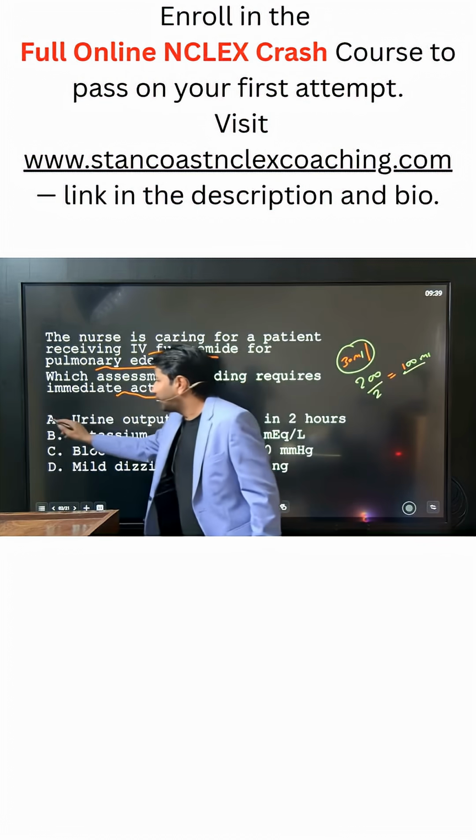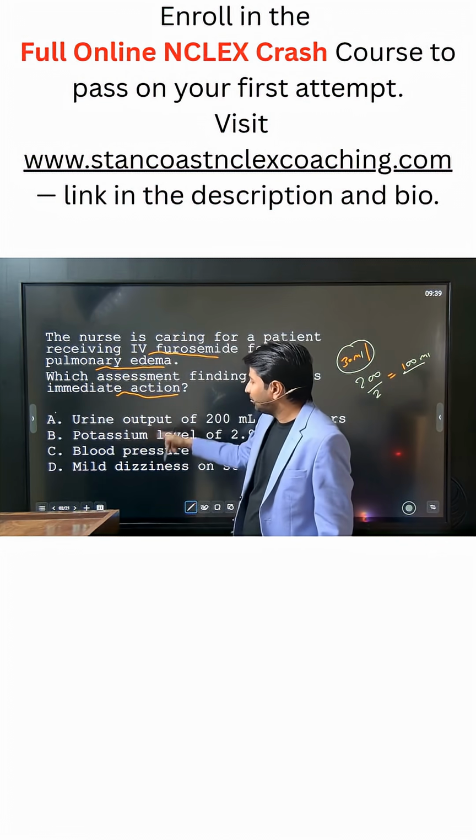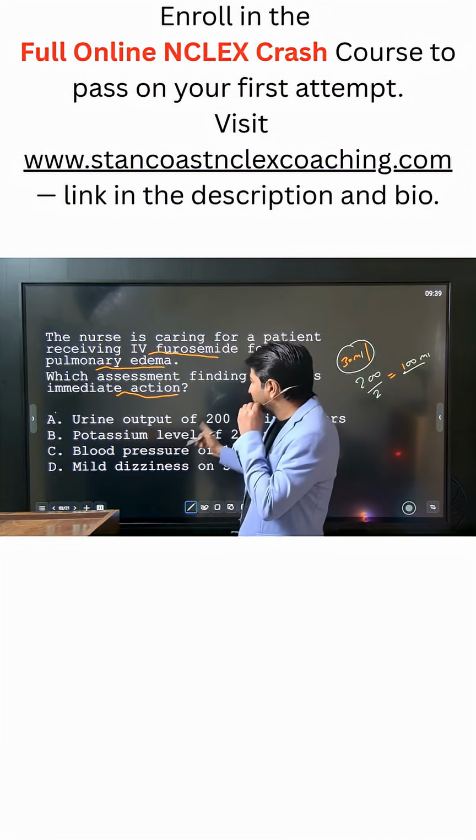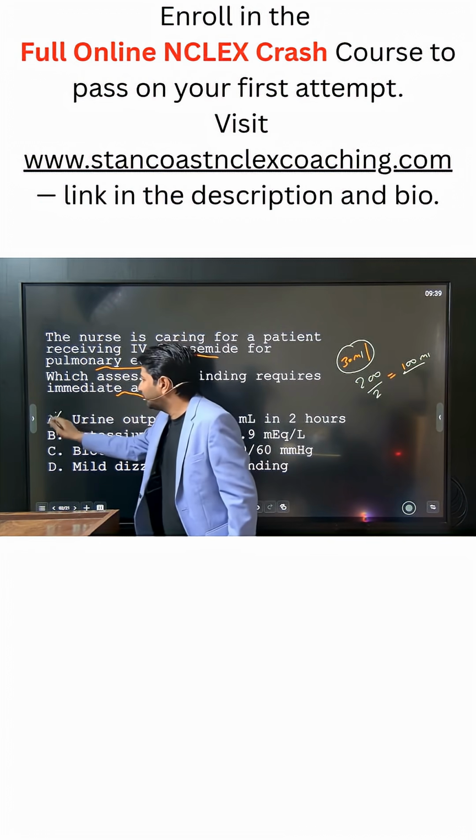It's an expected finding. We are being asked for an answer that would be wrong in this context, which would be incorrect. So what does that mean? We don't need to take immediate action on this. So this one is wrong.